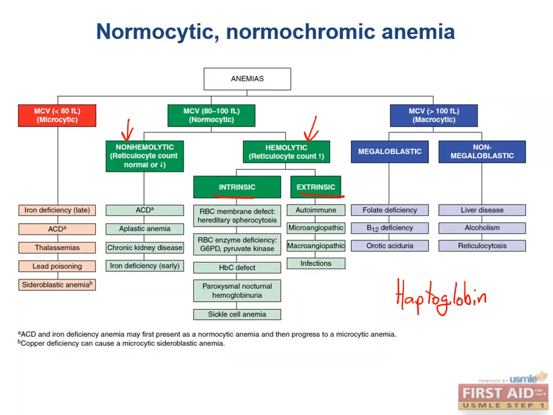These patients will also have high levels of lactate dehydrogenase, or LDH. This is because LDH is at very high concentrations inside the RBCs, and with all the intravascular hemolysis, LDH levels rise in the serum.